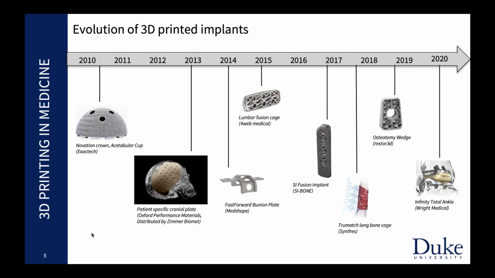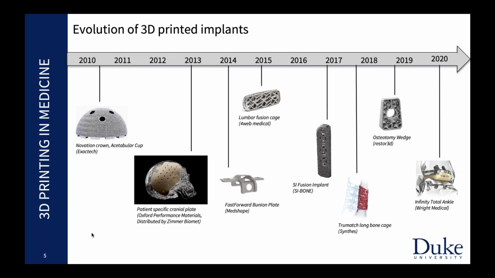Started in around 2010. This is an acetabular cup, and that is a part of a hip replacement. The acetabular cup is something that goes into your acetabulum right there by your pelvis, and then your femur attaches to that. And that was one of the early 3D printed implants.